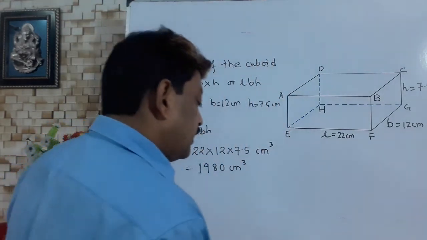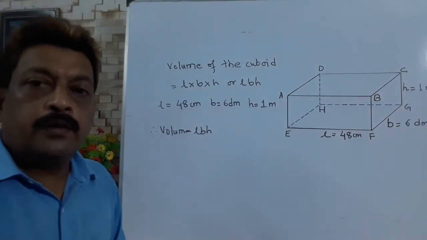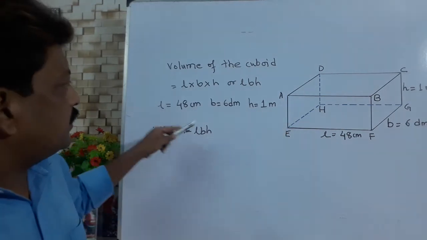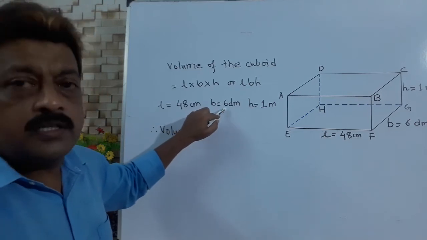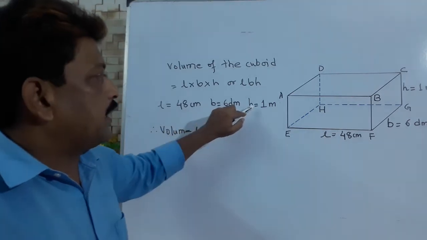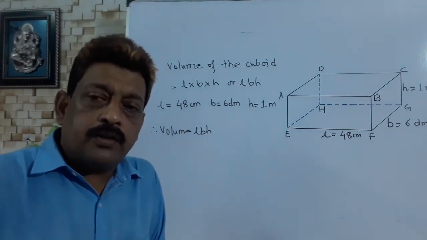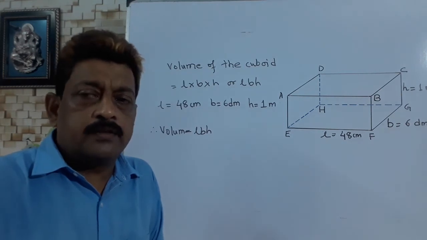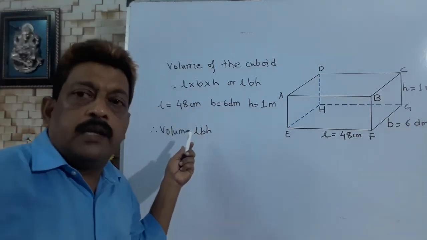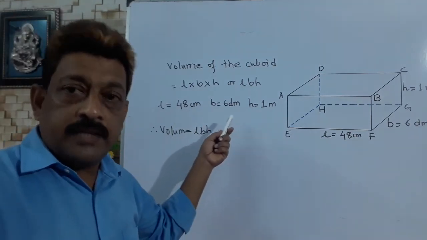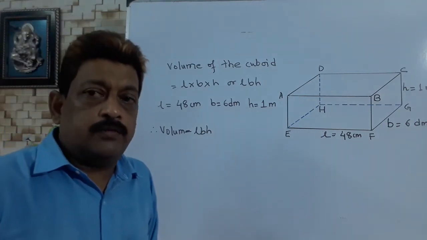It is given that length is 48 centimeter. See this example. In this solid, the length is given 48 centimeter, breadth is given 6 decimeter and height is 1 meter. Now before calculating the volume, make sure that all the units are the same, that is, the units of length, breadth and height are the same. But here it is not the case. The length is given in centimeter, the breadth is given in decimeter and the height is given in meter. So first of all, we have to convert this into similar units.